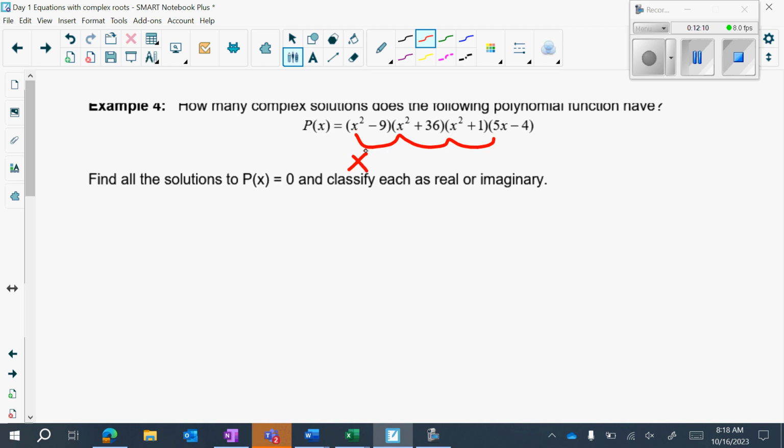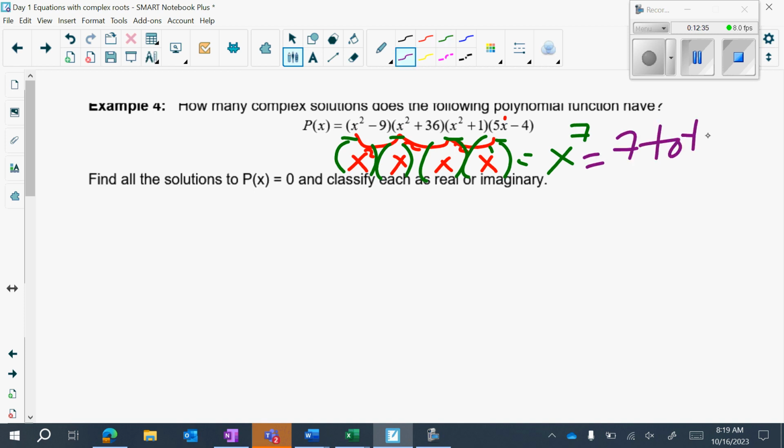So you have x squared, x squared, x squared, and 1 x to the first, okay? So if you just take the highest x's from each factor bubble, you're going to have x squared, x squared, x squared, and x. So if you add 2 plus 2 plus 2 plus 1, you're going to have 2, 4, 6, 7. So it's going to be x to the 7th. So this means that there should be 7 total complex solutions, meaning both real and imaginary. 7 total solutions for your roots, okay?